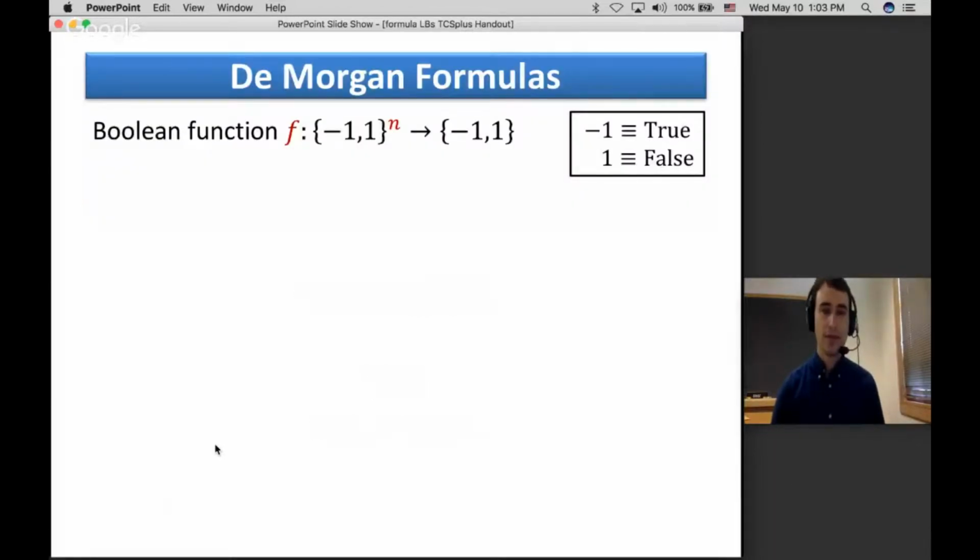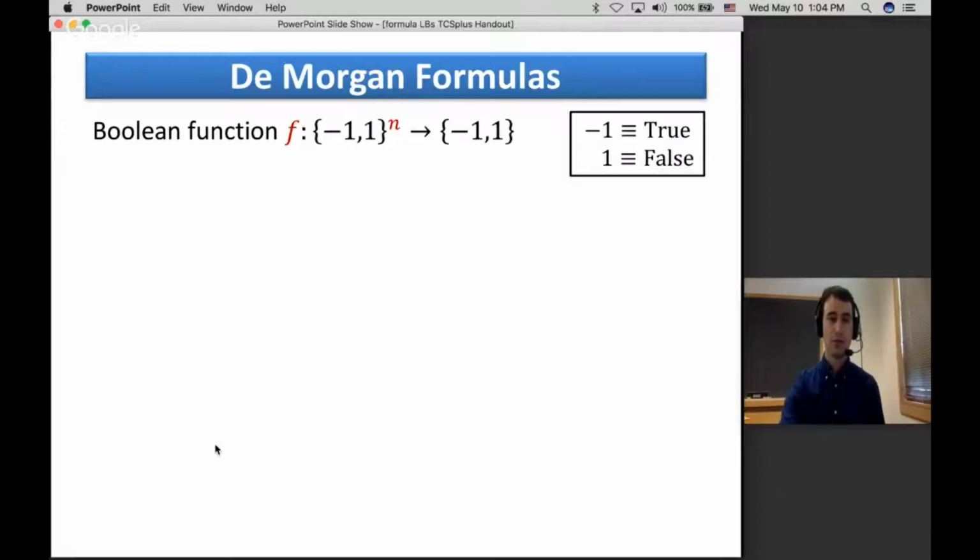So the model that I'm discussing today is the Morgan formulas. This is the model of computation. And we will talk about Boolean functions. We will identify the Boolean domain by plus and minus 1. Minus 1 represents true, and 1 represents false. And a Boolean function simply takes n such bits and outputs 1 bit.